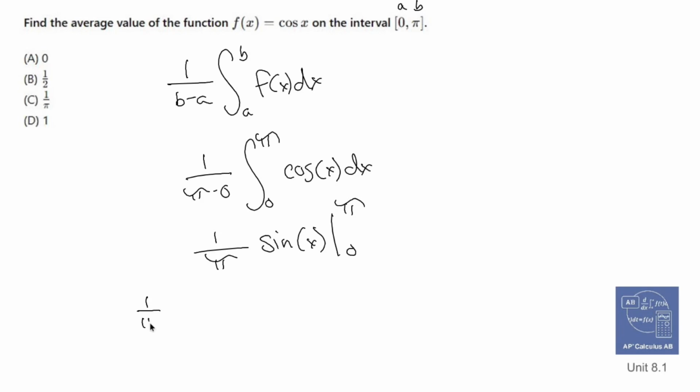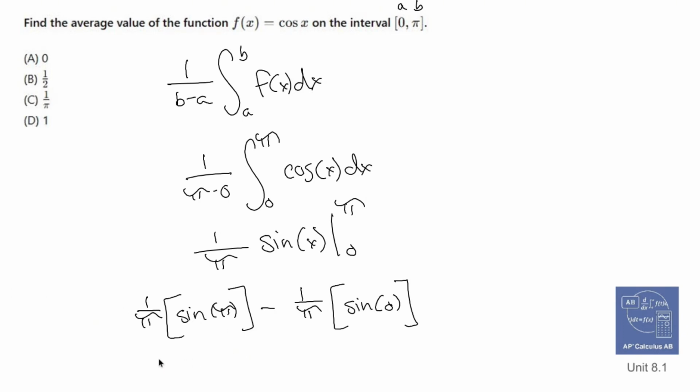We have 1 over pi times sine of pi minus 1 over pi times sine of 0. So this is going to be easy. 1 over pi times sine pi is going to be 1 over pi times 0, and 1 over pi times sine 0 is going to be 0. So that's going to be 0 minus 0.